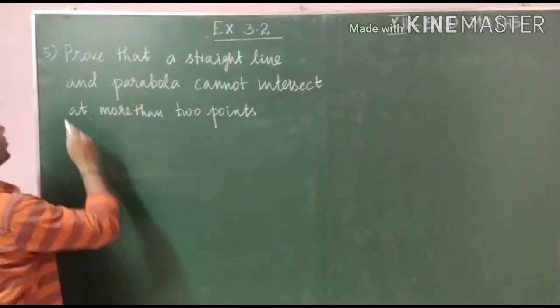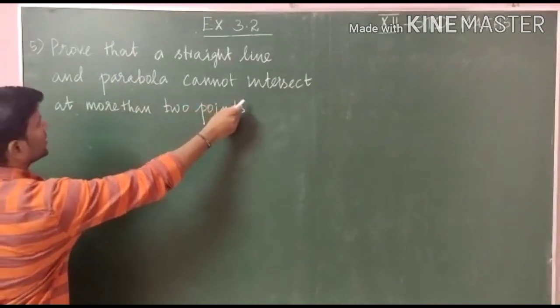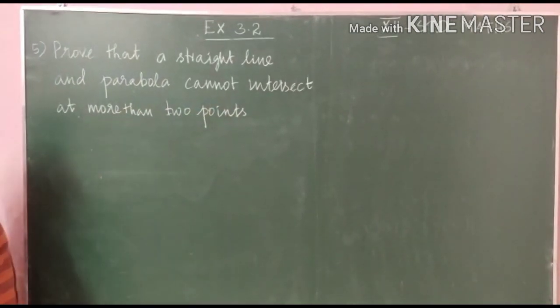Now exercise 3.2, fifth sum. Prove that a straight line and parabola cannot intersect at more than 2 points.